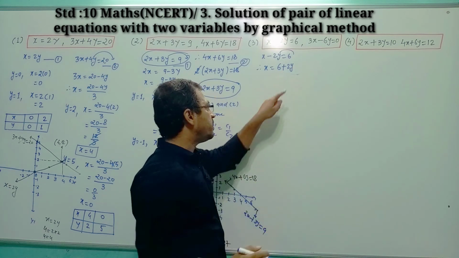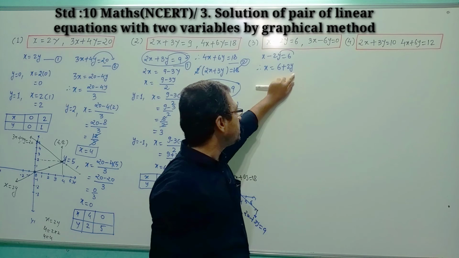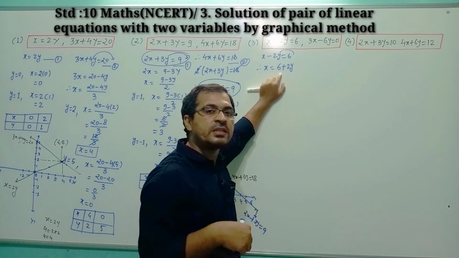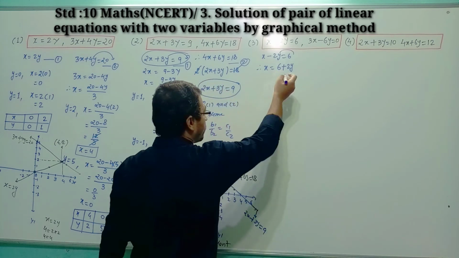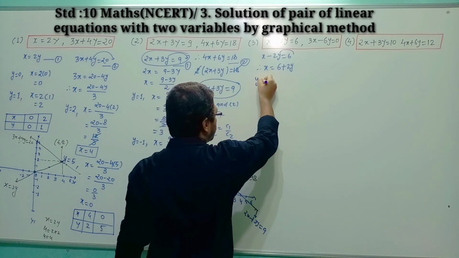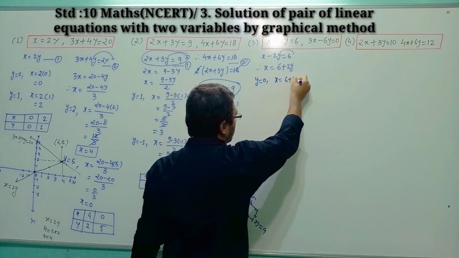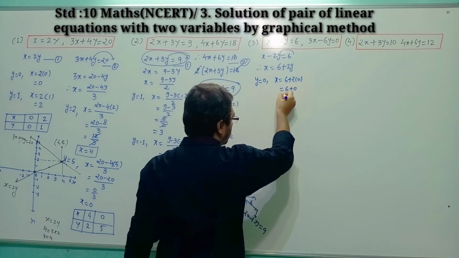Now you can consider different values of y, such as negative integers, because in this way you can find smaller values. A smaller value is easier to plot on the graph. Okay, so consider y is equal to 0. Suppose y is equal to 0, you are getting x is equal to 6 plus 2 into 0. So 6 plus 0, you are getting what?